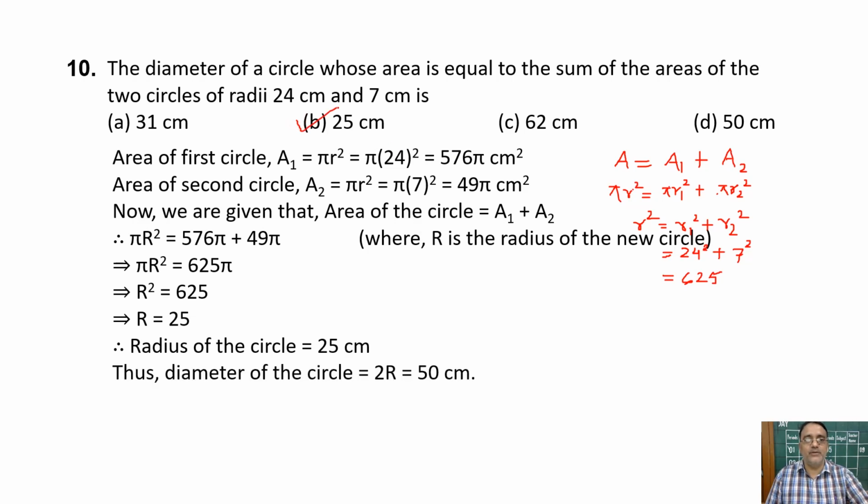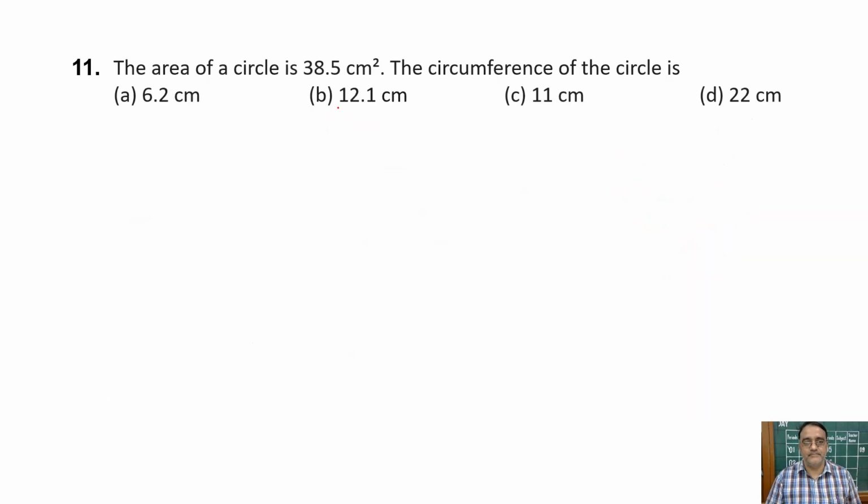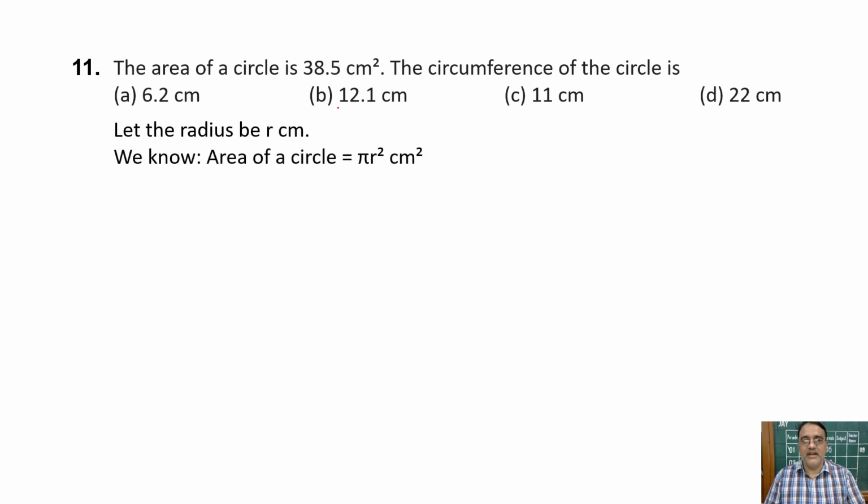So now we are moving toward question number 11. The area of the circle is 38.5 centimeters square. The circumference of the circle is dash. So circumference निकालने के लिए हम लोग को find out करना पड़ेगा radius, and that we will find out with the help of area of circle, right? Area of circle is pi r square, and we will equate pi r square with 38.5, right? Now we'll substitute the value of pi, that is 22 by 7.